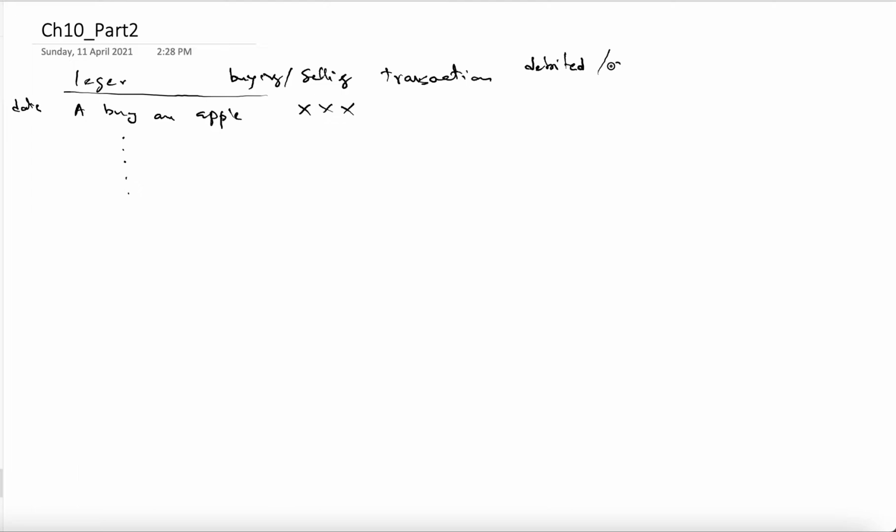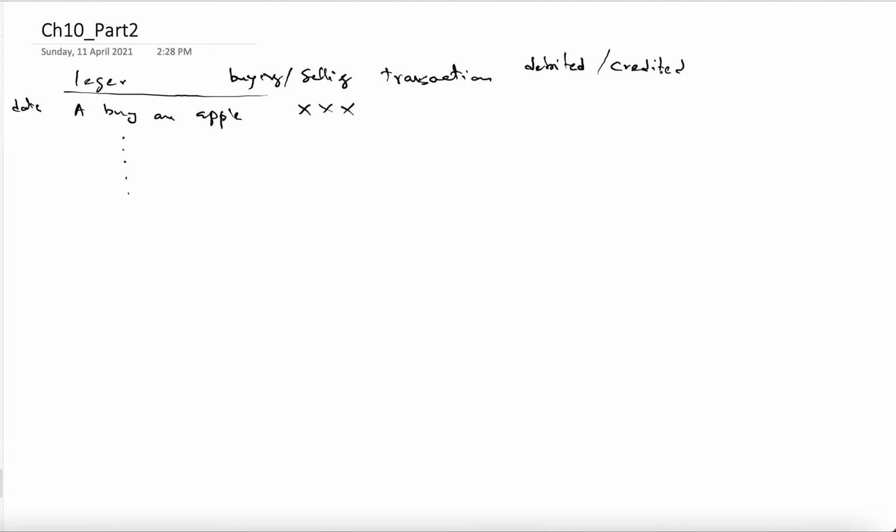So if A buys an apple worth this much, it's recorded and it's got a date. So it's a chronology of buying and selling, or transactions. So that's the meaning of the ledger. And if it's going out of your pocket, it's basically going to be debited. And if it is coming to you, it's going to be credited.